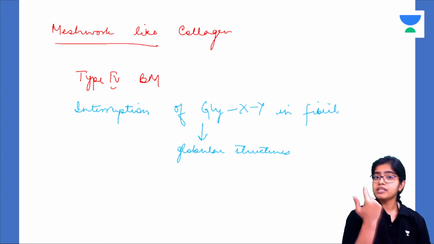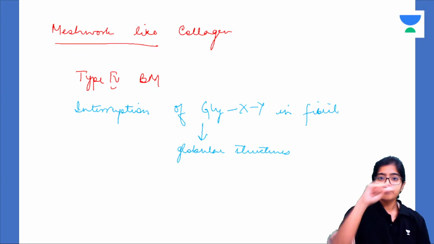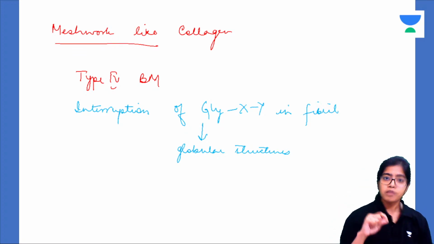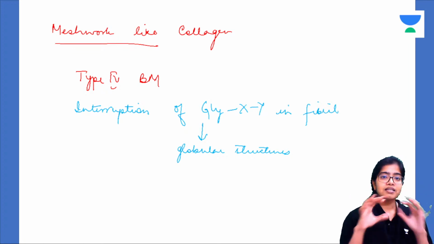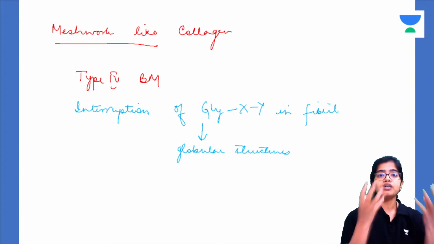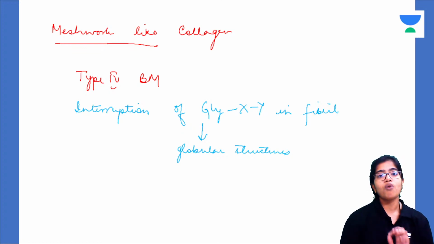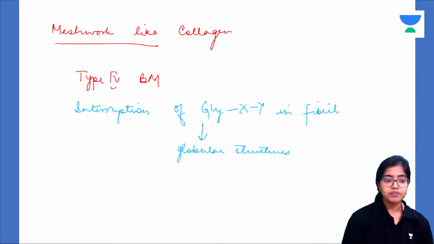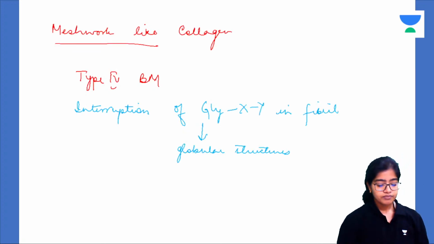The holes represent the portions where the GlyXY unit is absent. It is deficient, so that is a hole. And the threads represent the fibrils that are present. The fibrils will be connected together and at some places there will be absence of the GlyXY structure and those will be holes. Those holes will form the meshwork structure of collagen. Understood this? So this was all for the structure of collagen that we revised here.